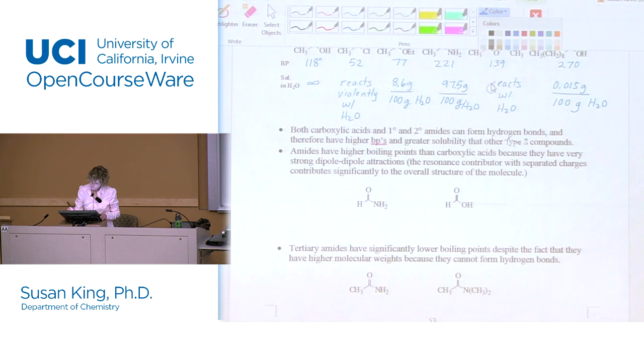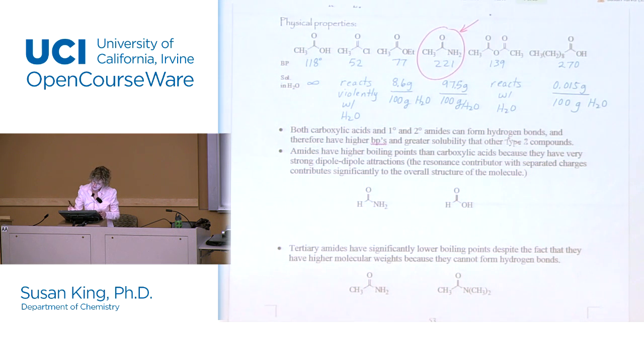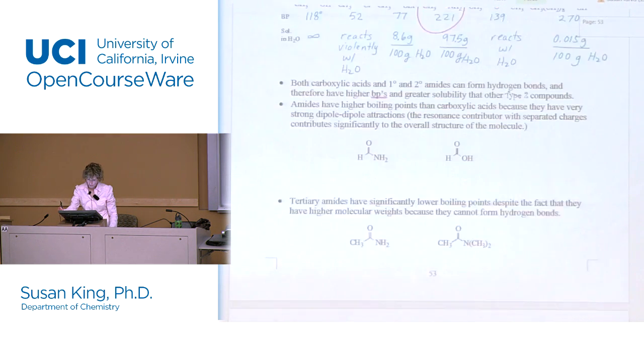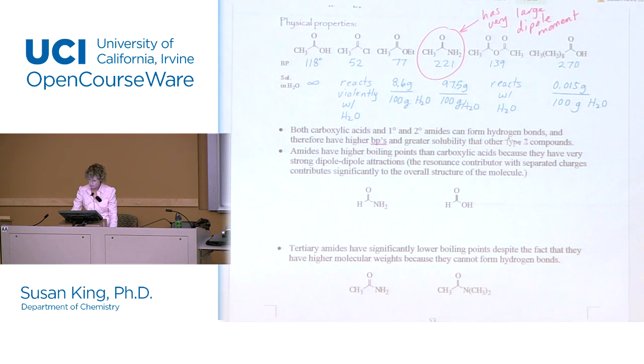Very unusual dipole moment here, and we'll talk about why in just a second. It has a very large dipole moment. We mentioned it in chapter 20, but let's look at that again. All right, so both carboxylic acids and primary and secondary amides can form hydrogen bonds and therefore have higher boiling points and greater solubility than other type 2 compounds. And so here's our dipole-dipole attraction. Let's draw the resonance structure here that gives us such a large dipole. So I'm going to move over to the left here and draw the resonance structure.